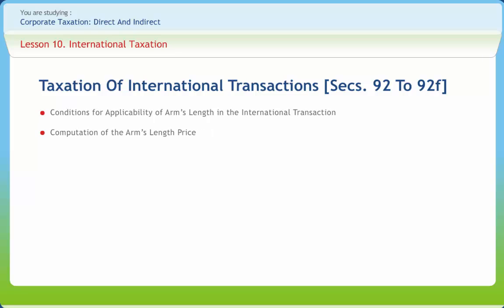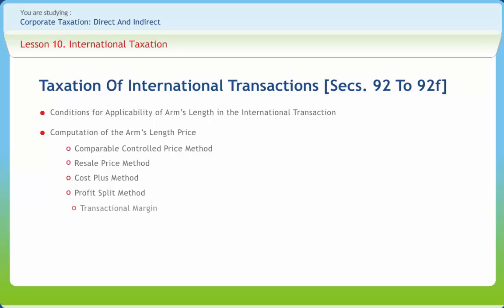Computation of the arm's length price can be done through various methods, which are comparable uncontrolled price method, resale price method, cost plus method, profit split method, transactional net margin method.